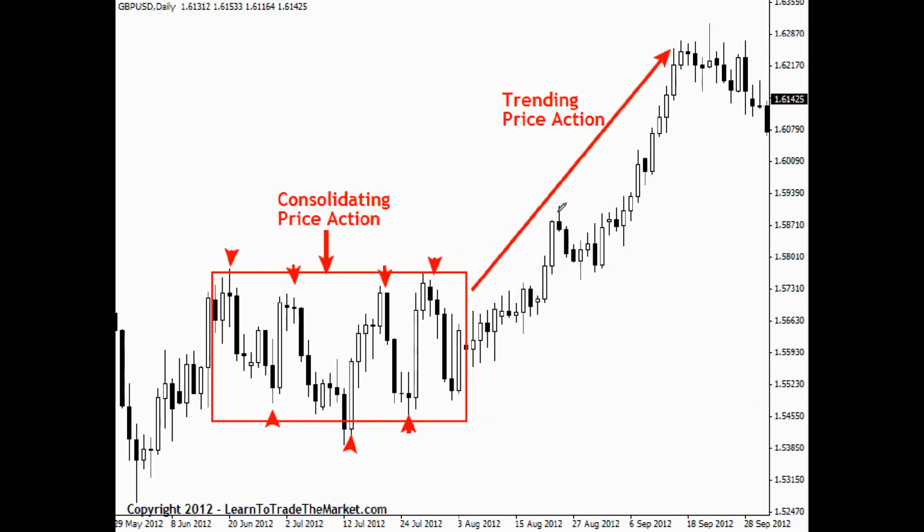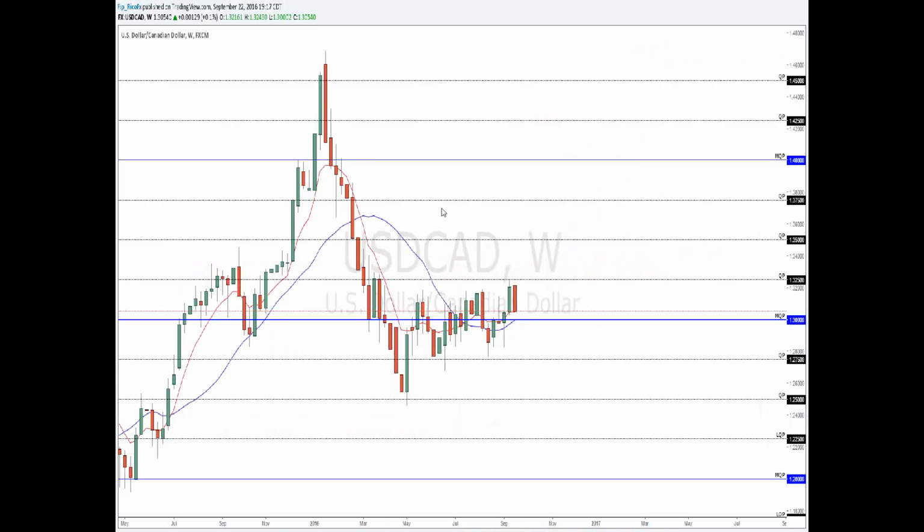Good pips. And this is GBP on the daily chart, so that's a lot of pips. It's probably like 1,000 pips. Now, next thing. Next slide.